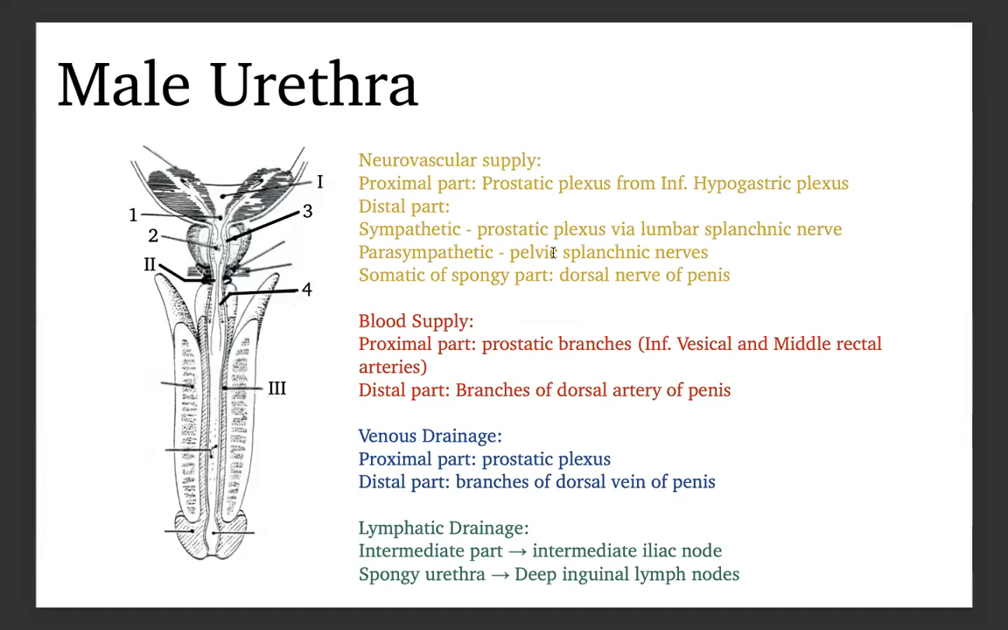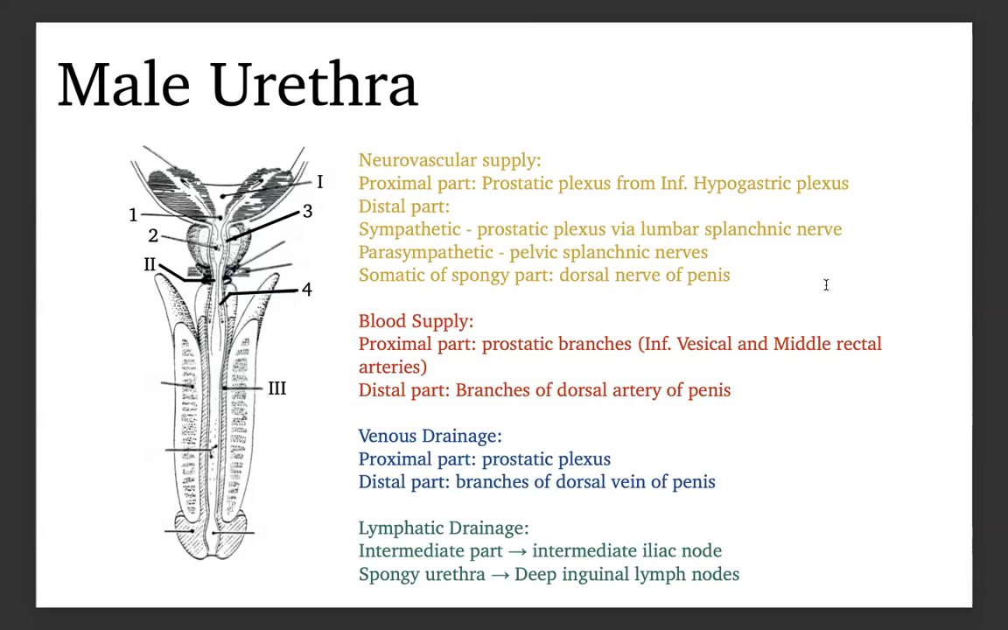So the neurovascular supply is to the proximal and distal parts of the urethra. The proximal part would be the prostatic plexus from the inferior hypogastric plexus. Then for the distal part, the sympathetic innervation is via the prostatic plexus via the lumbar splanchnic nerve. The parasympathetic innervation is through the pelvic splanchnic nerves. The somatic supply of the spongy part is through the dorsal nerve of the penis.